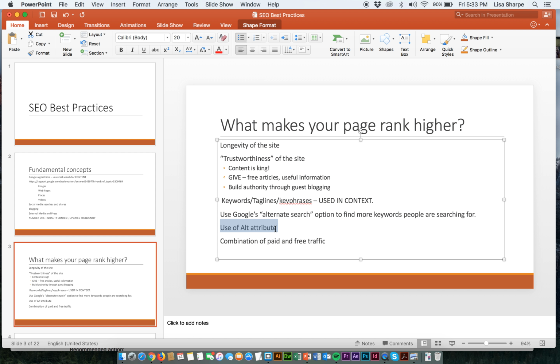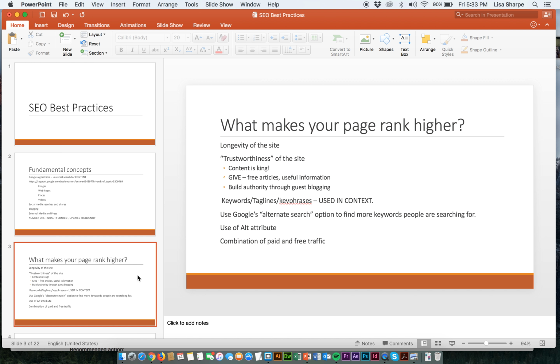So they're using the alt attribute to crawl your site and see what your page is about. And finally, one thing to tell your client is that if they really need to rank higher faster, a combination of paid social media and free traffic is going to give them the most bang for their buck. So they may want to pay for some advertising, maybe, maybe not.